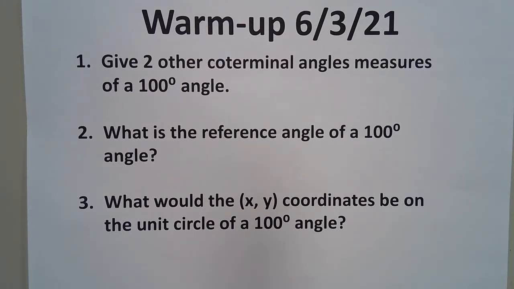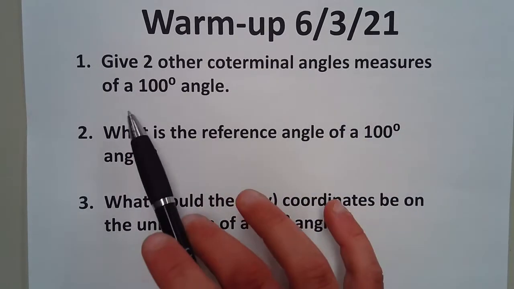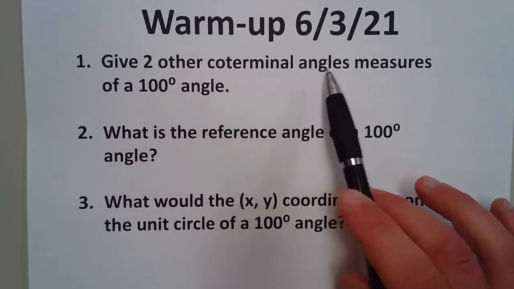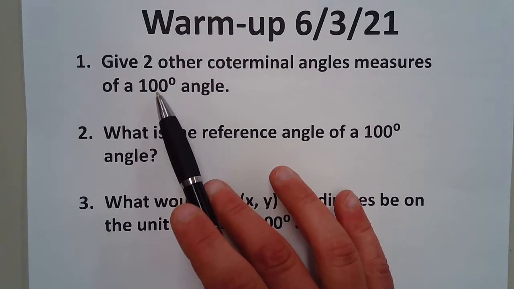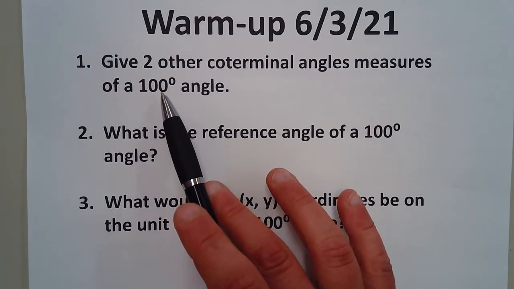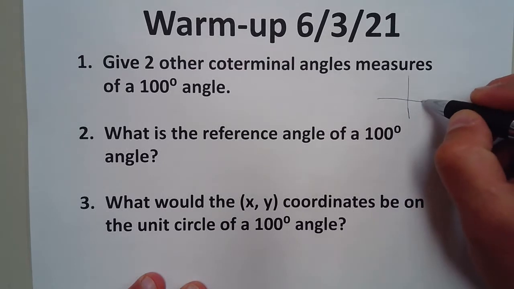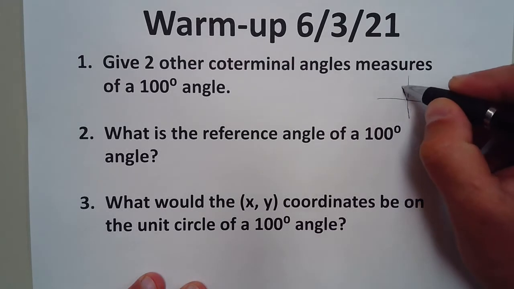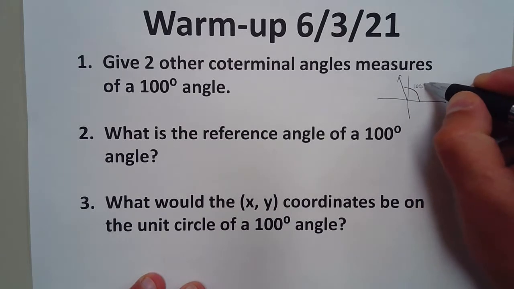All right, so got some angle terminology here from yesterday. It says, give two other coterminal angle measures of a 100-degree angle. In other words, what are other equivalent numbers that would give you the same terminal side? So we would know that a 100-degree angle, 90 would take us to here, so 100 is going to be roughly here. So here's 100 degrees.